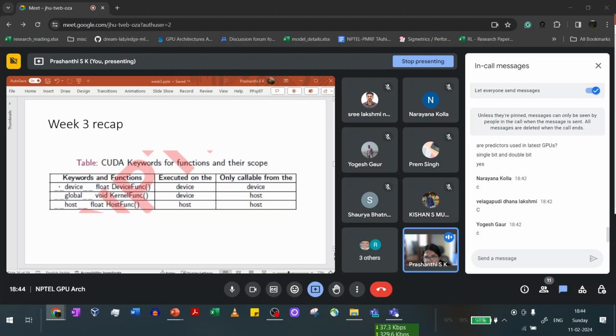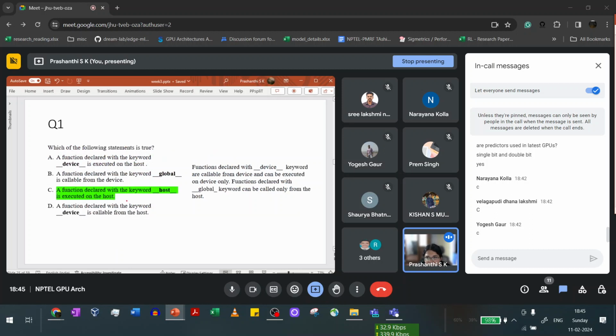So host and device are kind of clear. Both where it is executed and where it is callable is the keyword itself. Global is the only thing that's slightly tricky, which means basically that you can call it from the host, but it will still execute on the device. Now let's go back to this. A function declared with the keyword device is executed on the host. No, we just saw that.